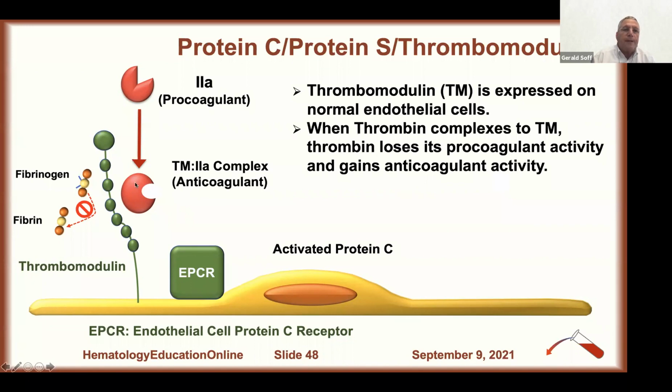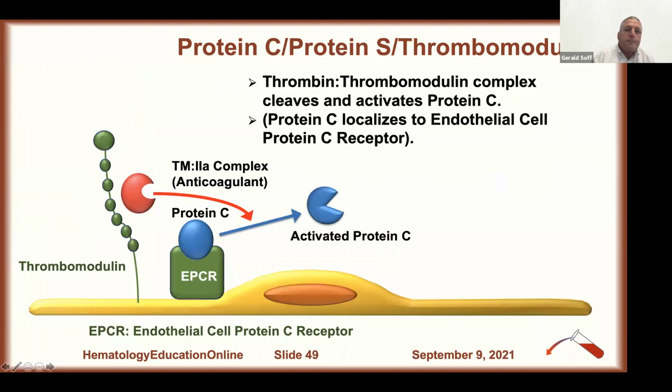So this is the first step here. Thrombin sees thrombomodulin on an intact endothelial cell, it binds, and it undergoes a conformational change. When thrombin is bound to thrombomodulin on the endothelial cells, it also then gets co-localized to protein C. So this is the endothelial cell protein C receptor, or EPCR. And the EPCR does what its name implies, it binds protein C, allowing thrombin now to convert protein C to activated protein C, shown here.